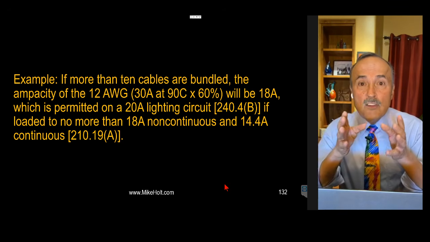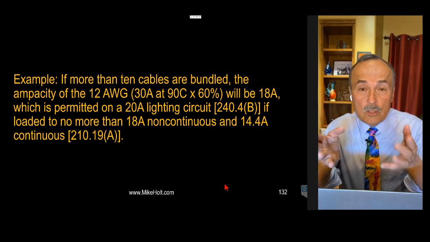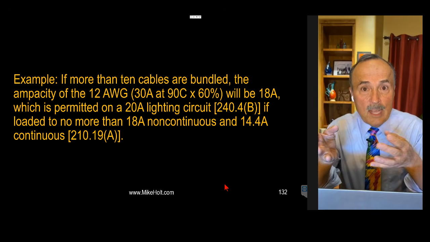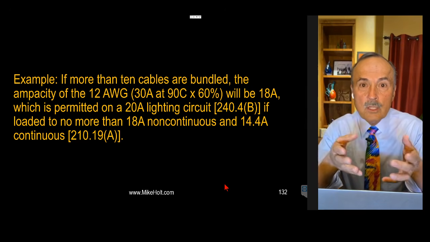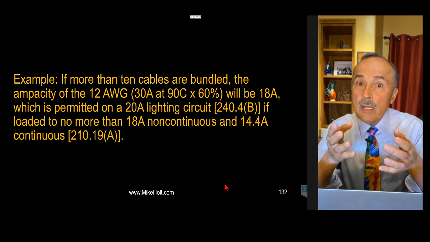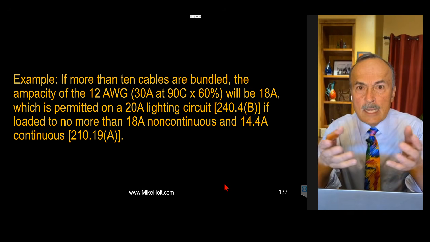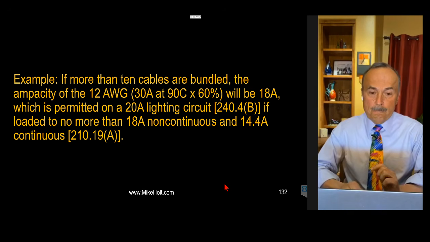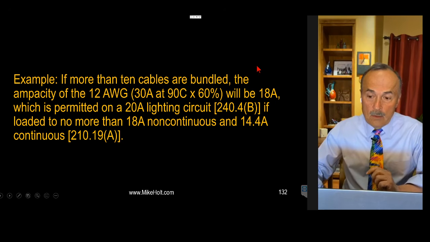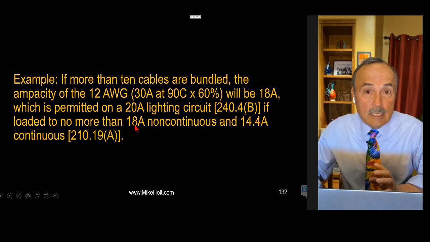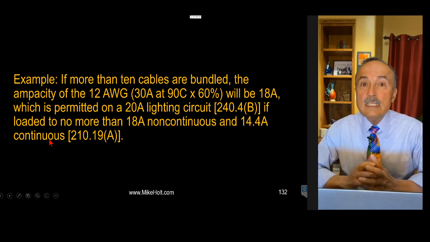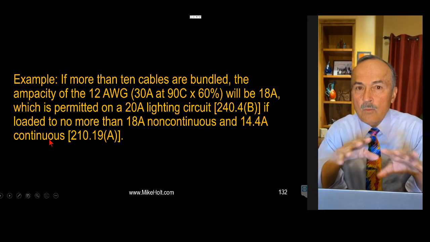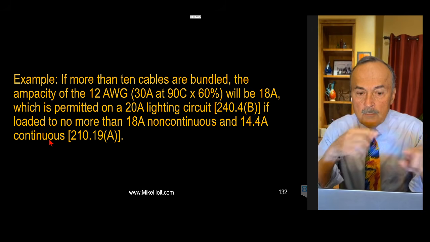See, if you're supplying a lighting load and you calculate the load, you know what the load's going to be. But if you have receptacles, you don't know what the load's going to be on the receptacles, so you can't allow the next size up rule on a circuit supplying receptacles, only when it's supplying equipment or lighting or whatever the case may be. So 18 amp wire now means that you can load it up to 18 amps if it's non-continuous and 14.4 amps if it's continuous.